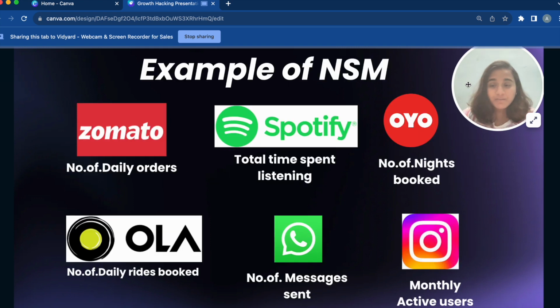So here is an example. If you take Zomato, the NSM that they have is chasing the number of daily orders. When you take Spotify, it's the total time spent listening to music or podcasts or whatever it is. When you take Oyo, it's the number of nights booked. When you take Ola, it's the number of daily rides booked. When you take WhatsApp, it's the number of messages sent. And at the last, for Instagram, it's the monthly active users.